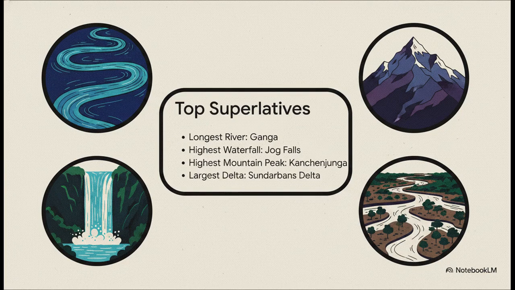So the Ganga takes the crown for the longest river. Jog Falls is your highest waterfall. For the mountains, Kanchenjunga is the highest peak right inside India's borders, and as we just previewed, that massive Sundarbans area, it holds the title for the largest delta.